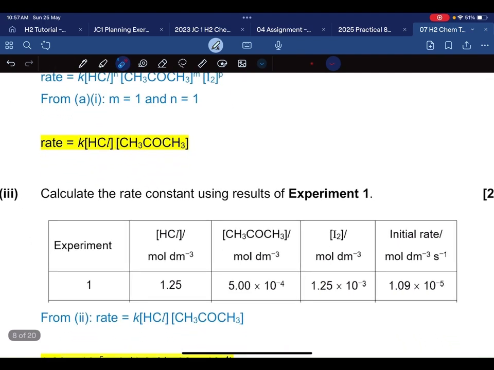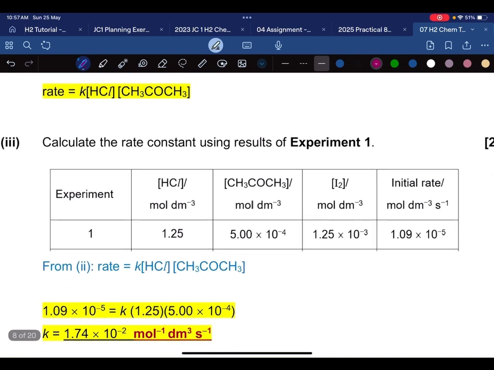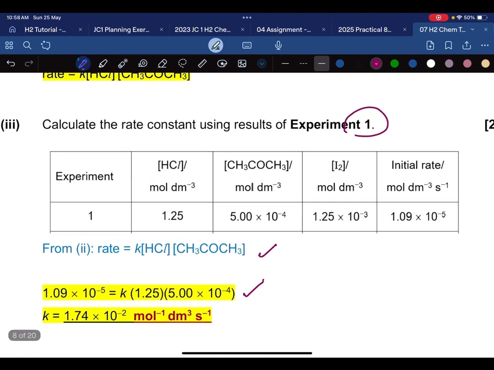Now, to calculate the rate constant using the results of experiment 1, the easiest way is to take the rate equation from part 2 and substitute all the values that you can see from experiment 1, so the initial rate and the respective concentrations. Please note that you must use experiment 1 results as stated in the question. Now the unit must be stated.